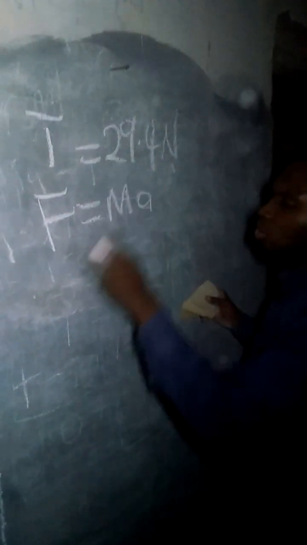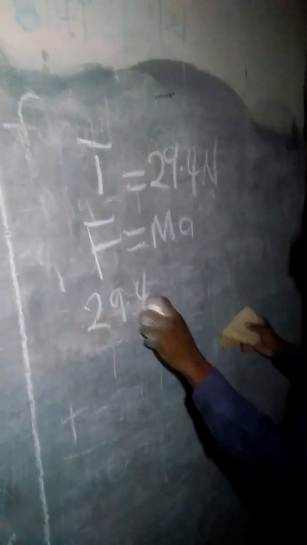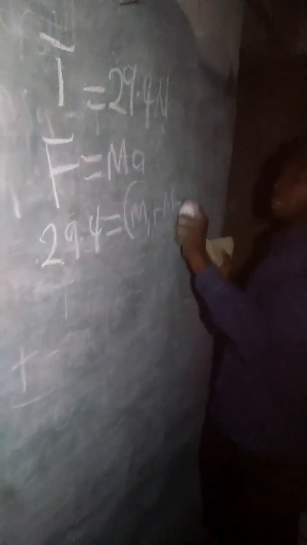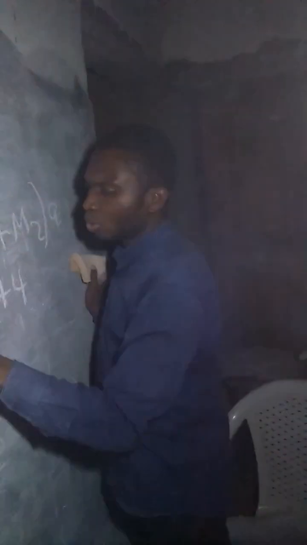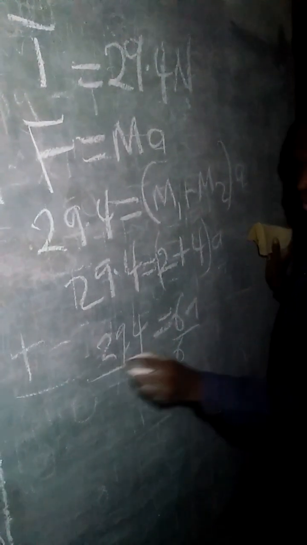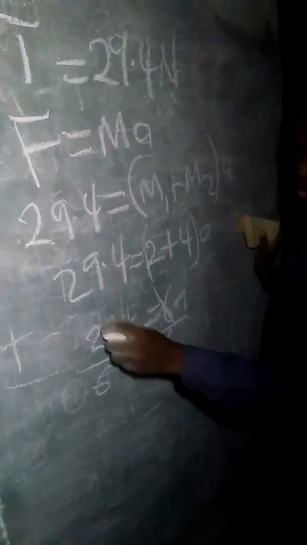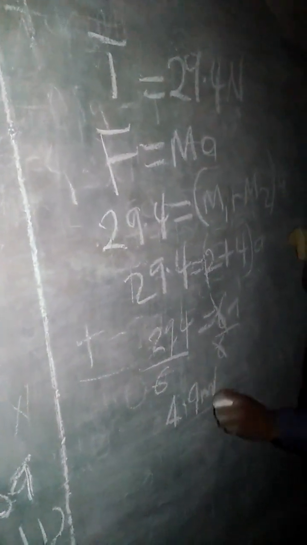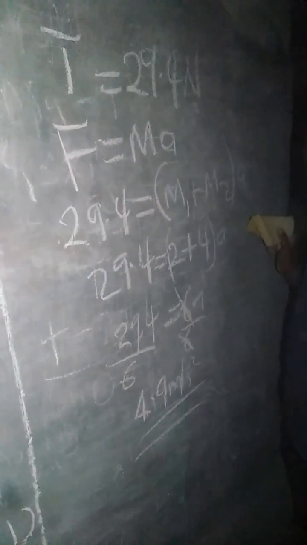Are you hearing me? So 29.4, which is the resultant force, is equal to the sum of their masses, M1 plus M2, times A. Sum the two masses: 2 plus 4. So 29.4 equals 6A. Divide both sides by 6. A is 4.9 meters per second square. Thank you.